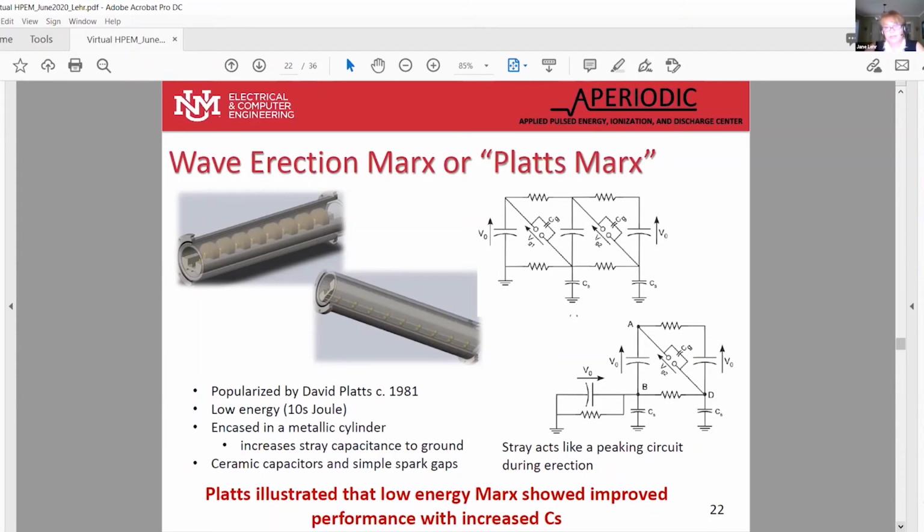In the Platz Marx, the stray capacitance is really very important. It's especially important because you're trying to use that stray capacitance to make every stage a peaking capacitor, so that at every stage you peak up your voltage. You think you'd probably get more voltage out, but it turns out you don't. Dave Platz did this by using a metal cylinder close to the Marx erection. There are some design issues there, as the Marx erects you tend to have a breakdown problem, but you can make them work very well.